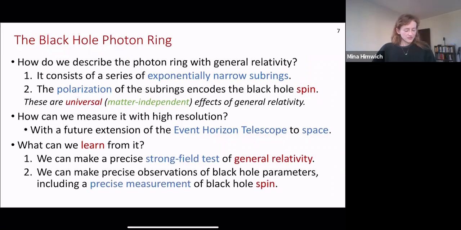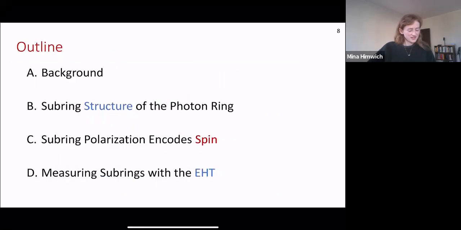And second, making a precise observation of the photon subrings can lead to a precise observation of the black hole's mass and spin, which I'll describe later in the talk. And this is interesting not only as a test of general relativity, but also for astrophysics, because we don't actually have a precise way yet to measure black hole spin. So this measurement could be done for the first time. And the spin of a black hole tells us lots of other interesting things about how the spin's related to the accretion flow, to this jet that's shooting out of it, and the magnetic fields around the black hole, et cetera. So there's lots of interesting stuff we can learn, and the rest of the talk will be answering these questions.